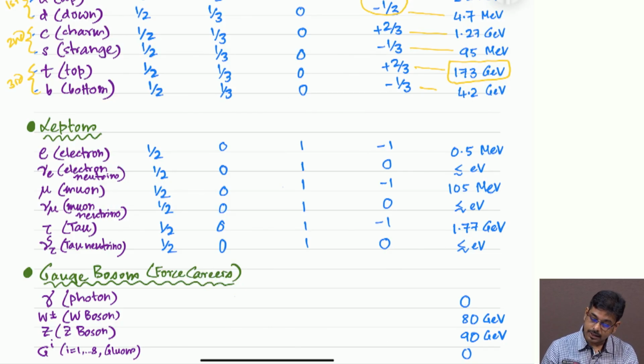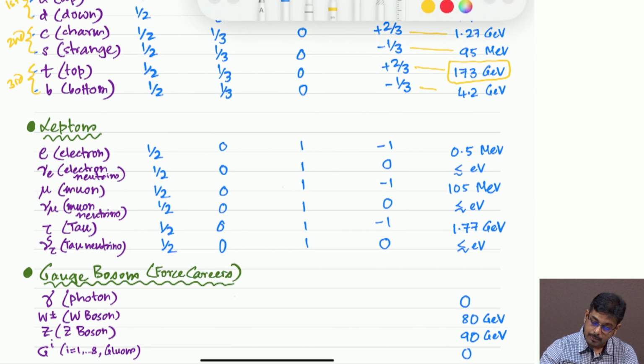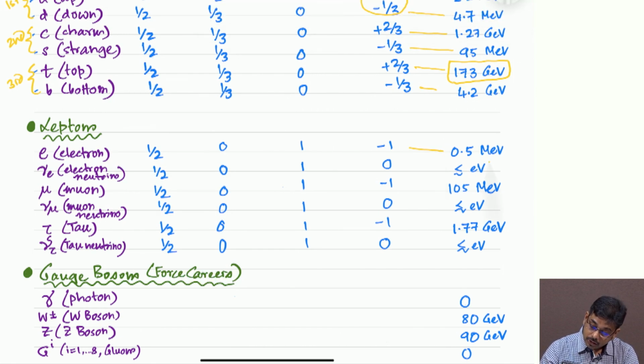If you look into the masses, the electron is 0.5 MeV. So, this is the mass of the electron. Electron neutrino is almost massless, but it possesses a very tiny mass. That is one of the issues of the standard model, how exactly these neutrinos acquire very tiny but finite masses, but that is a different problem.